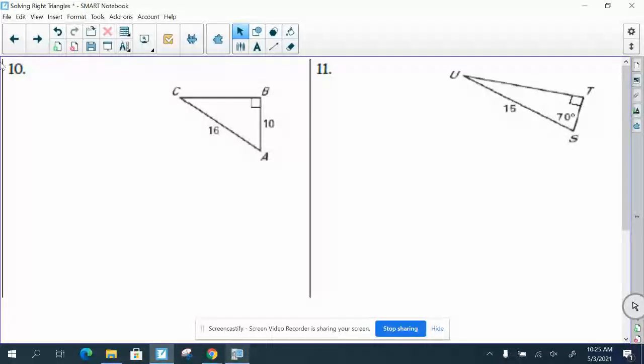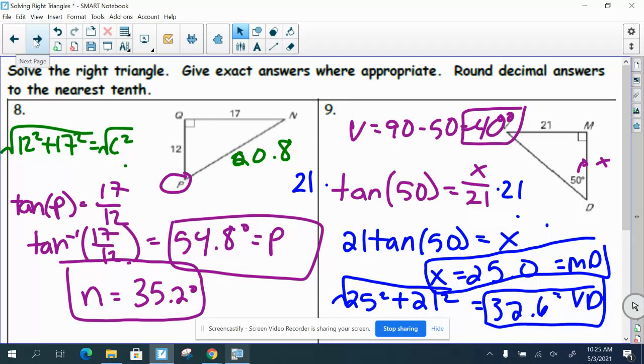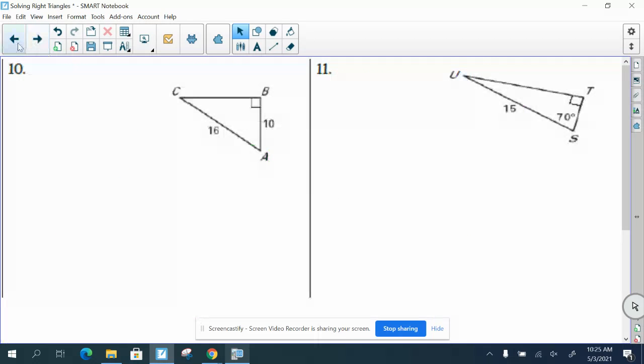Okay, so I will save the other examples for another edge elastic, or just put them in your next edge elastic.